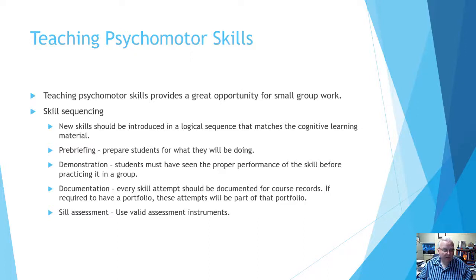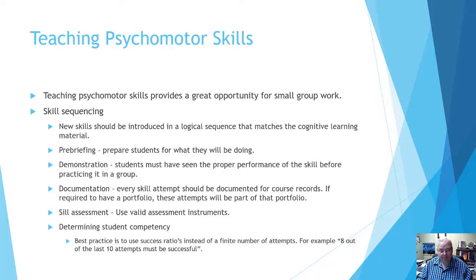For skill assessments, you want to use valid assessment instruments. For example, use them such as National Registry, formative and summative psychomotor skill sheets. It's important that you determine student competency. Instead of having students, say, perform a skill 10 times, for example, the best practice is to use a success ratio instead of a finite number of attempts. So, for example, you might say 8 out of the last 10 attempts must be successful.